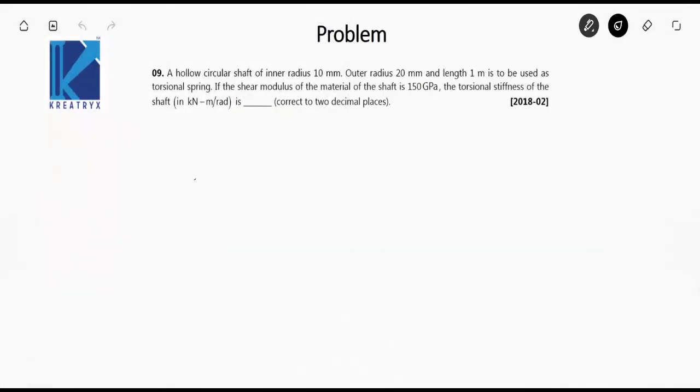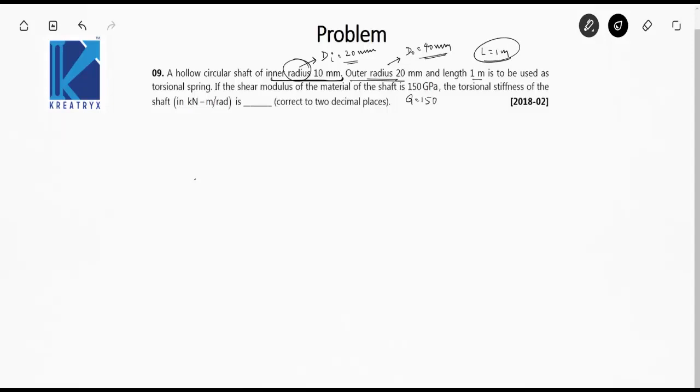A hollow circular shaft of inner radius 10 mm. Be aware that this is a radius which has been given to us. Let us write diameter: d_i is equal to 20 mm, here only, to avoid any mistake. So outer radius is 20 mm, that is d_outer is 40 mm. Generally we deal in diameters in our formulas, so write the diameter here only. And length L is 1 meter, to be used as a torsional spring, if the shear modulus G is 150 gigapascal. The torsional stiffness of the shaft is, you know, given by the relation GJ by L. G is given to us, that is 150 gigapascal, that is 10 raised to the power 9 pascal.